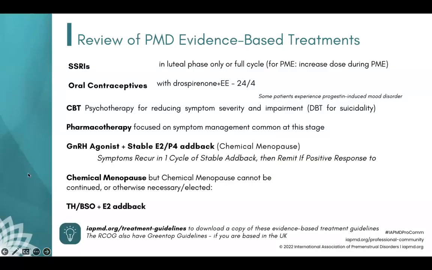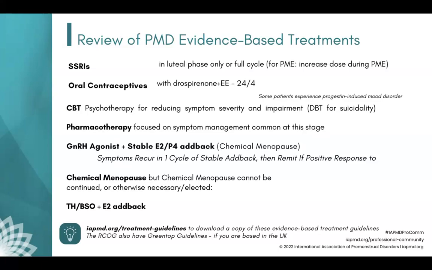So just to summarize all of the evidence-based treatments that we discussed for premenstrual disorders, we discussed SSRIs, either during the luteal phase only or during the full cycle. For PME, you would just increase the dose during the luteal phase. Oral contraceptives, specifically drospirenone-containing oral contraceptives. Some patients can experience progestin-induced mood disorder, so for some patients, oral contraceptives can actually exacerbate symptoms. It really depends on the person.